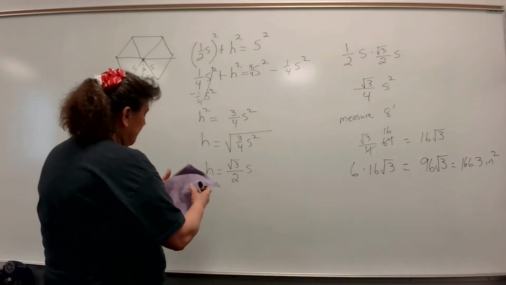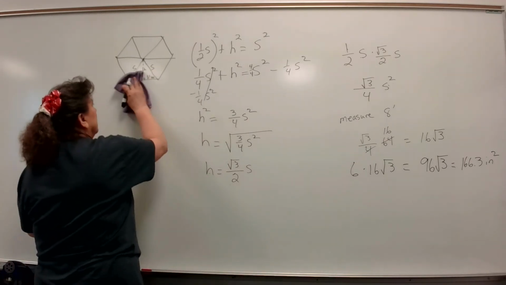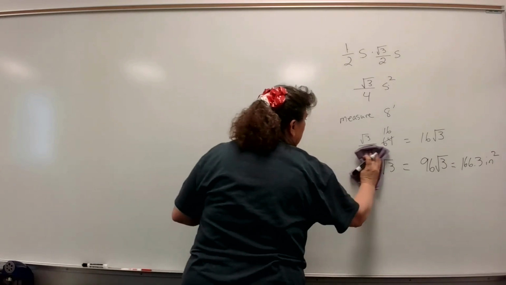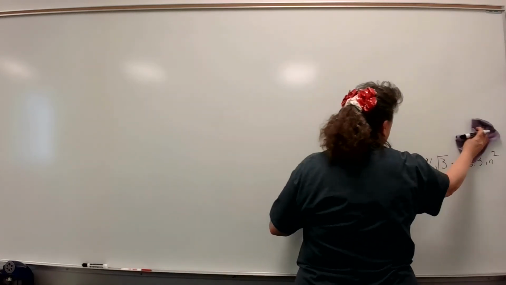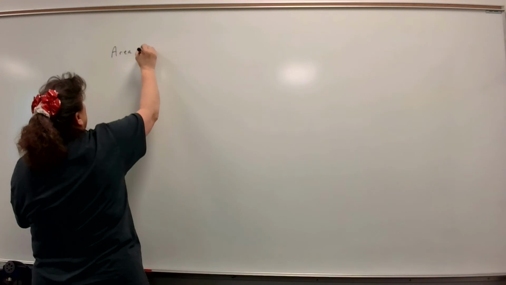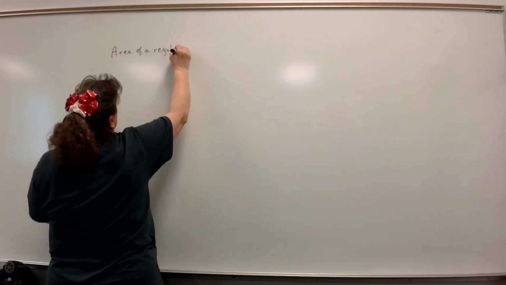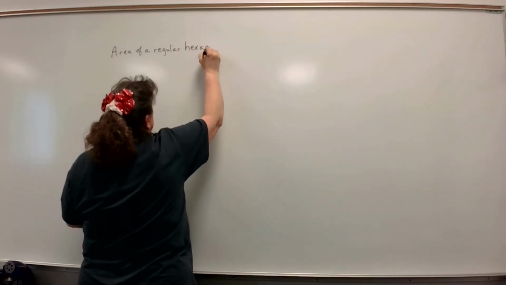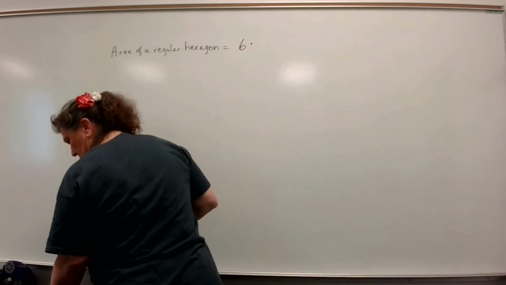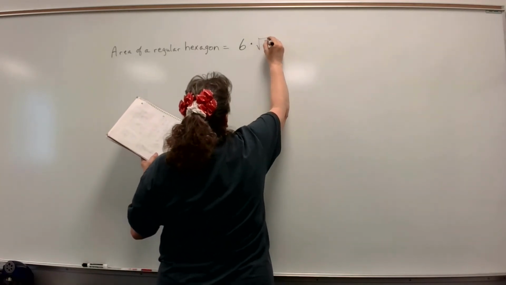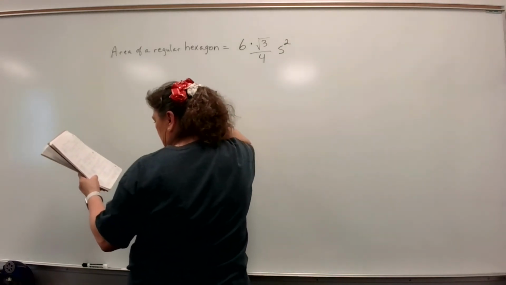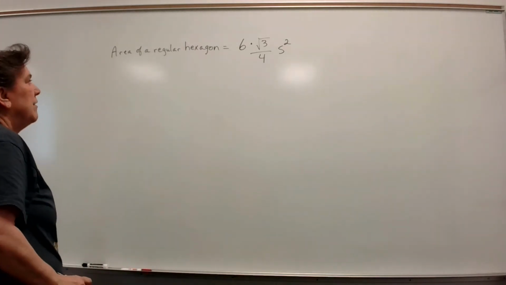So we can actually write a formula now for a regular hexagon. So let's write that down so you can see it. Area of a regular hexagon is equal to 6 triangles times the square root of 3/4 times the side squared. And that will give you your area of a regular hexagon.